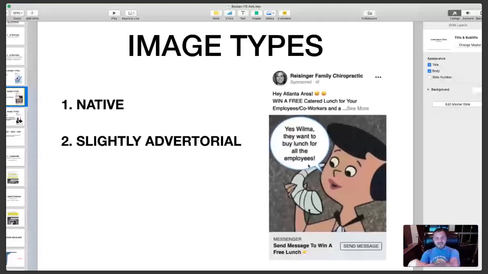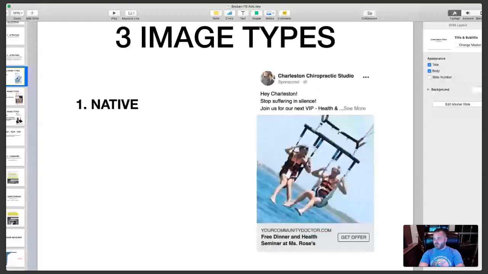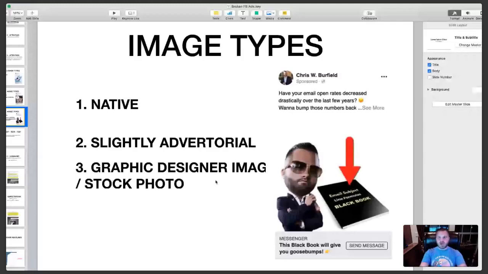Whether that's send message, get offer, or learn more, everything is identical, but you use a different image. So the first ad has the native image. The second ad, everything's identical, but you use the slightly advertorial image. And then the third ad is identical, but you use a graphic designer or stock photo type image. I call it the file cabinet, the folder in the file cabinet and the stuff that goes inside the folder. Right? That's funny.